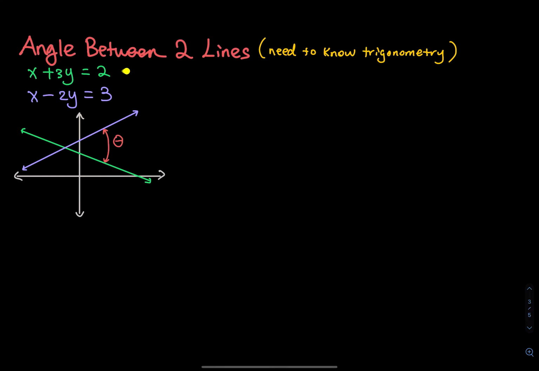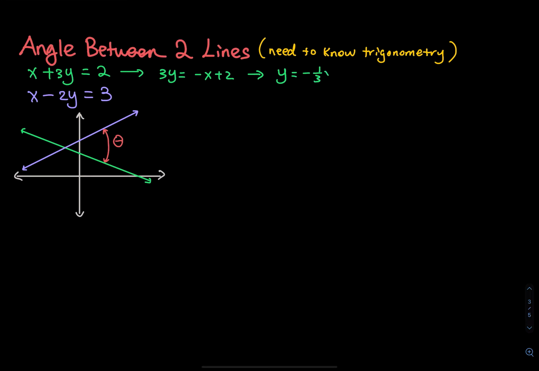For the green line, I am going to put it in slope-intercept form. So 3y = -x + 2, and then I divide both sides by 3. So y equals, on the right-hand side you have to divide every single term by 3, so -1/3 x + 2/3. And what is the slope? The slope is equal to -1/3.